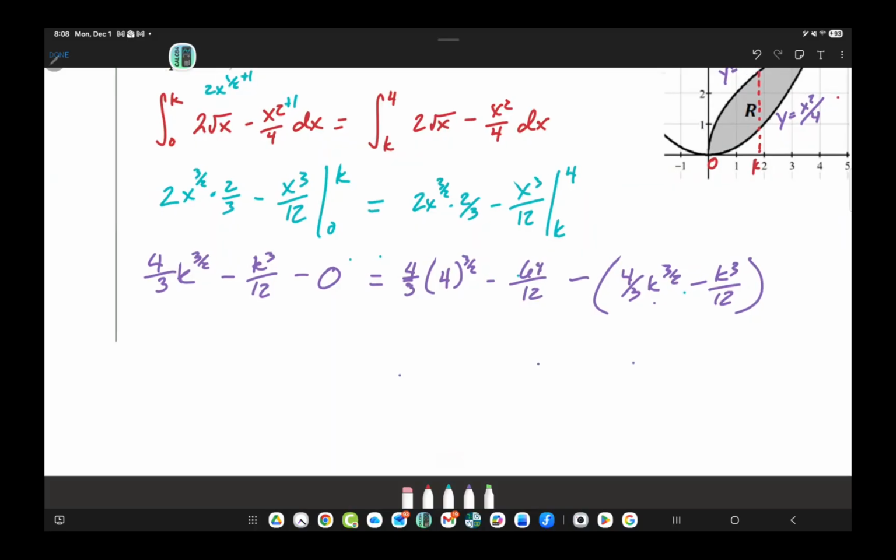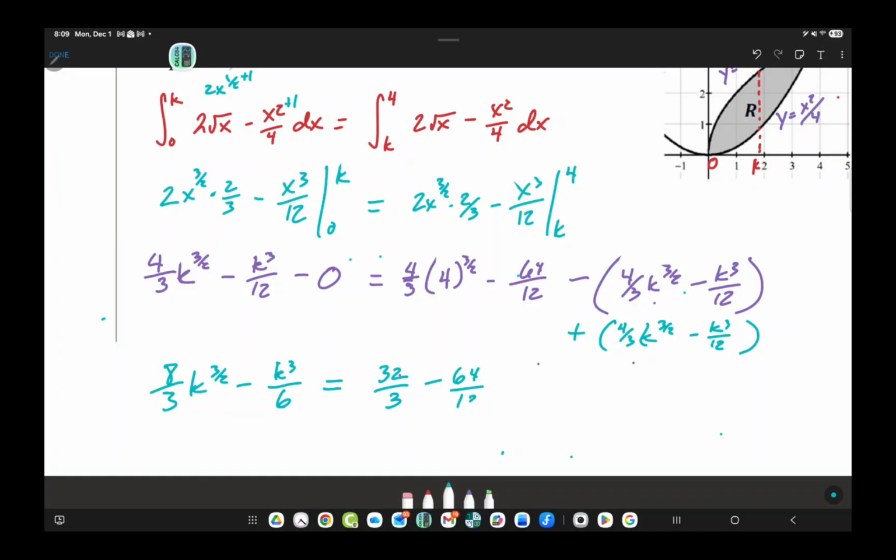Now, I do want to get k on one side, so I'm going to add this over, which basically just doubles this value. So when you add this over, it's going to double this, giving you 8 thirds k to the 3 halves minus, if I double this value, I get k cubed over 6. Simplifying this, the square root of 4 is 2, 2 cubed is 8, 8 times 4 is 32 over 3. And you actually don't need to simplify this anymore, okay, because we're going to have our calculator do this work for us.